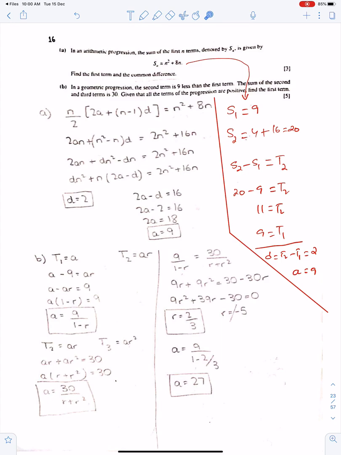Second part. In a GP, the second term is 9 less than the first term. That means, for example, if the first term is 100, then the second term will be 91. That means the first term is greater than the second term. You can write this as T1 is greater than T2 by 9. This equation is given. Make sure you understand this equation. So by using this equation, T1 minus T2 is 9, we can get the value of A and R.